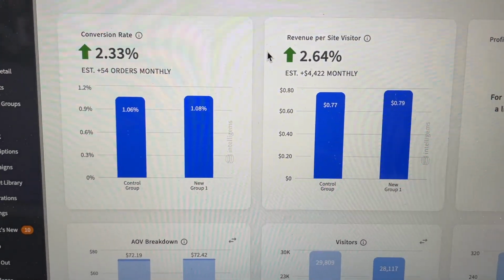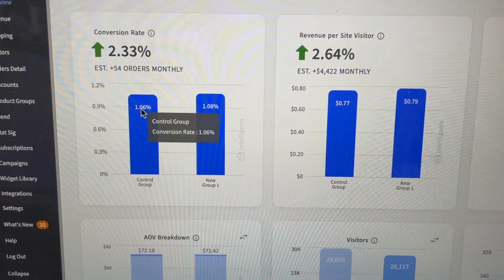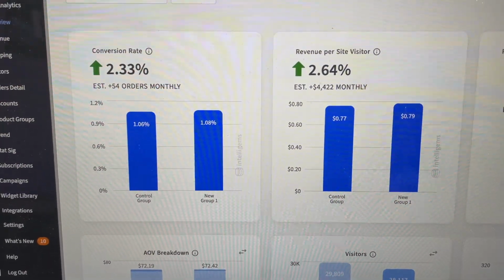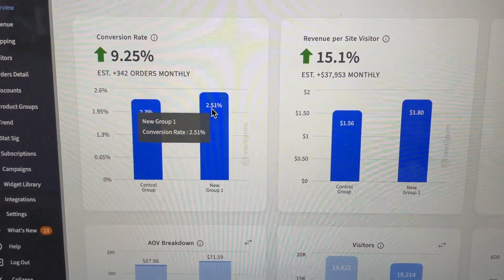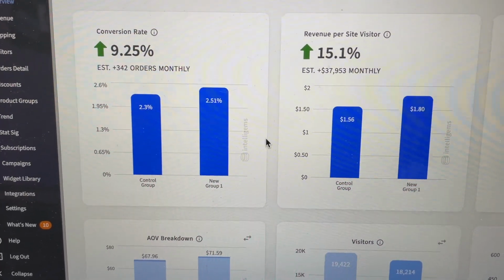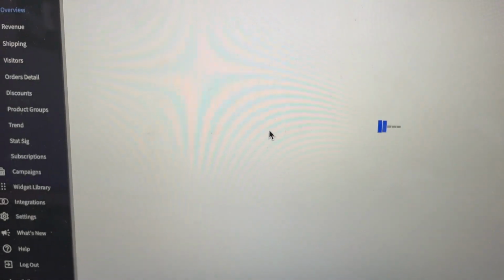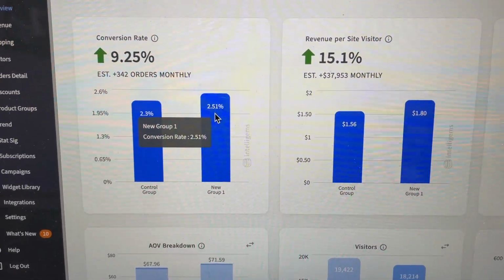And just to show you the conversion rate in Intelligems, this was the control group, 1.06%, as you can see, from our very first test. And then just over to the last test we did, which is 2.51% as the new group. And I'll just refresh this so you can see as well. And there you can see the conversion rate, 2.51%.